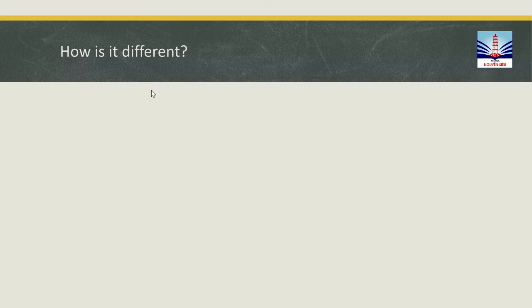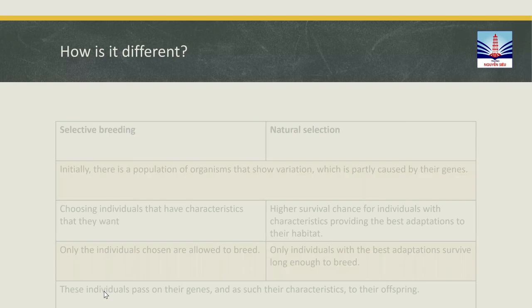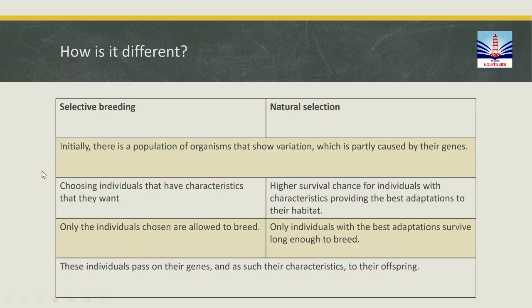Okay, fine. All right, we're at 21:43, so I'm going to completely speed run this because I did not expect this to be this long. Here's a table. So they have two similarities. We're going to go through them one by one. Both methods initially have a population of organisms which show a lot of variation, partly caused by their genes. And now, at the end, these individuals pass on their genes and therefore their characteristics to their offspring.